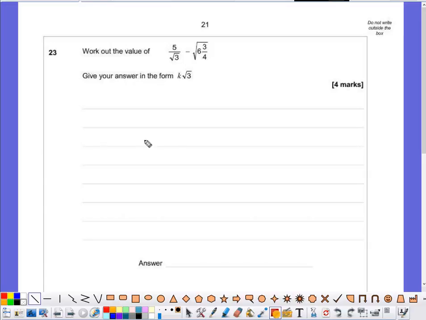Question 23. Work out the value of 5 over root 3, subtract the square root of 6 3/4. Give your answer in the form k root 3. Now this is the hint we're given, that we're trying to get everything into root 3.